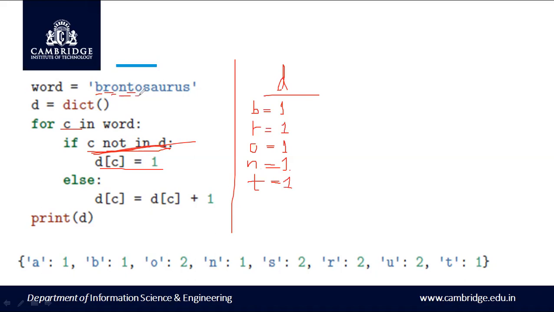Next, O. O is already present. See, O not in D becomes false, so it will come to the else part. What happens here? D of O equals D of O plus 1. Previously D of O was 1, so it will be incremented by 1. So O becomes 2 here. The value of O will be 2.